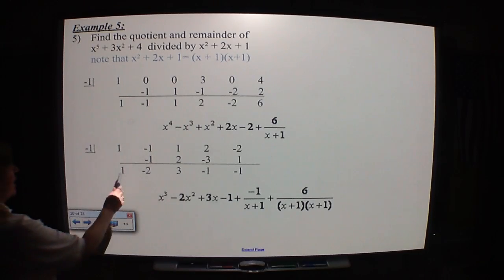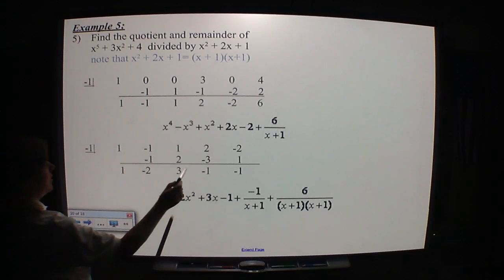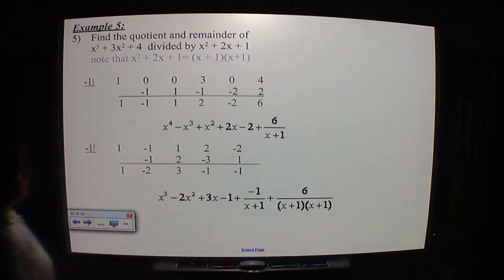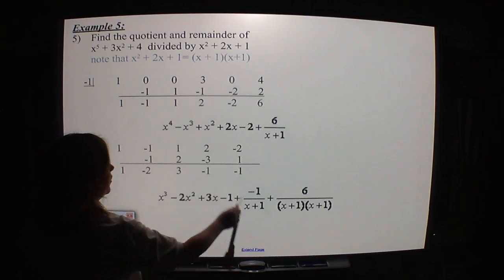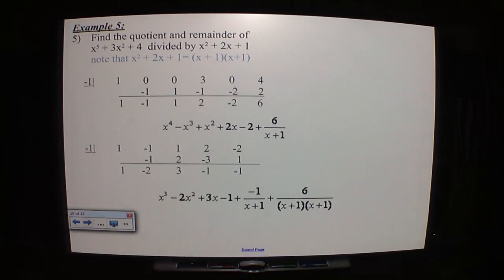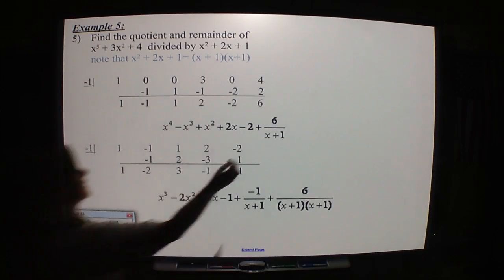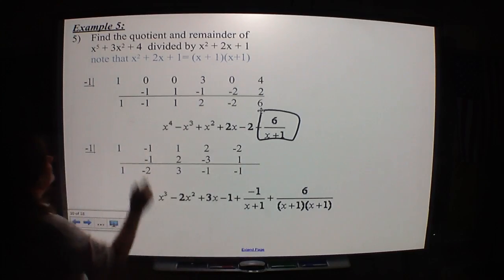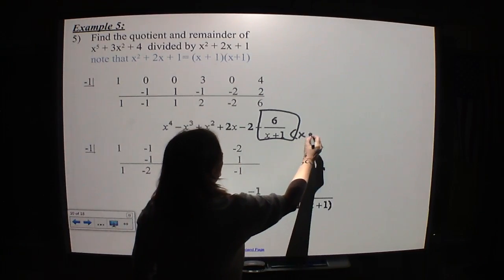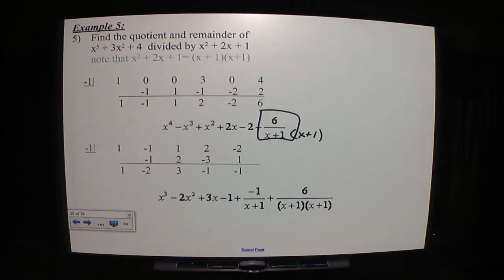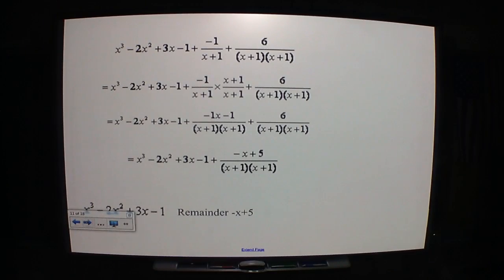And so now I have x cubed minus 2x squared plus 3x minus 1. Remainder of negative 1, so plus negative 1 over my divisor. If I divide this last one, this is the only thing I didn't do. I did not divide that by x plus 1. So if you divide by x plus 1, that's divided by x plus 1. That's why my last term is 6 over x plus 1 quantity squared. Okay?